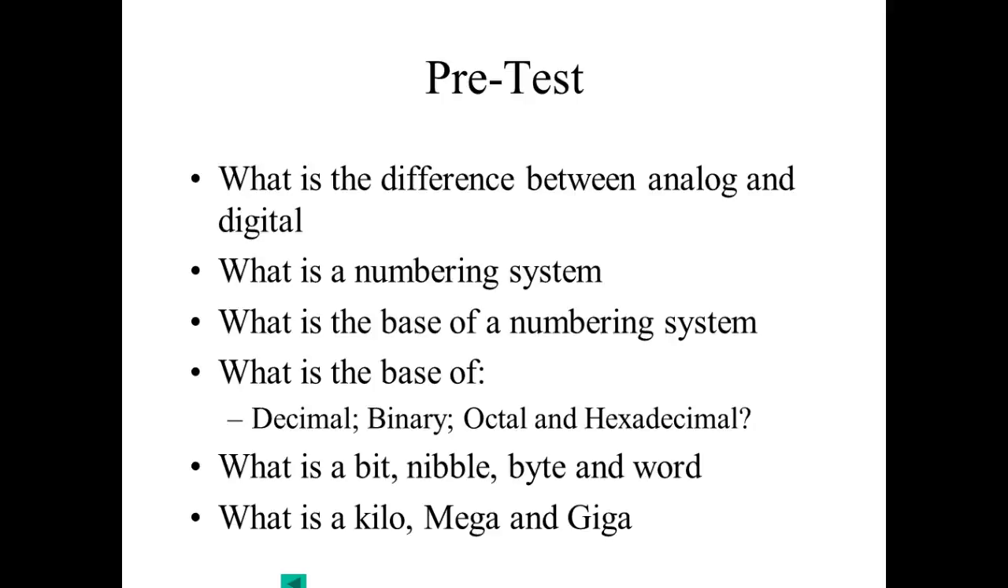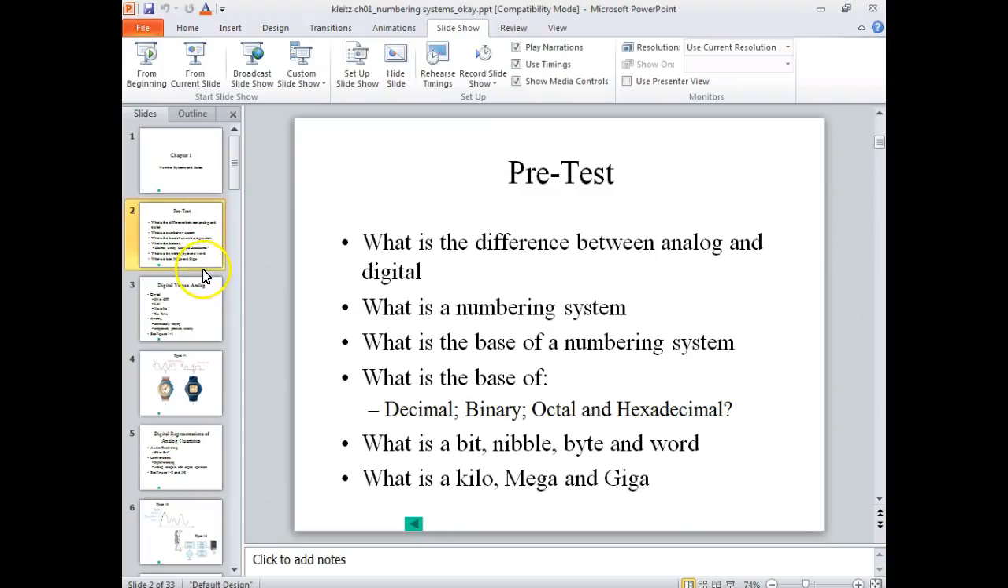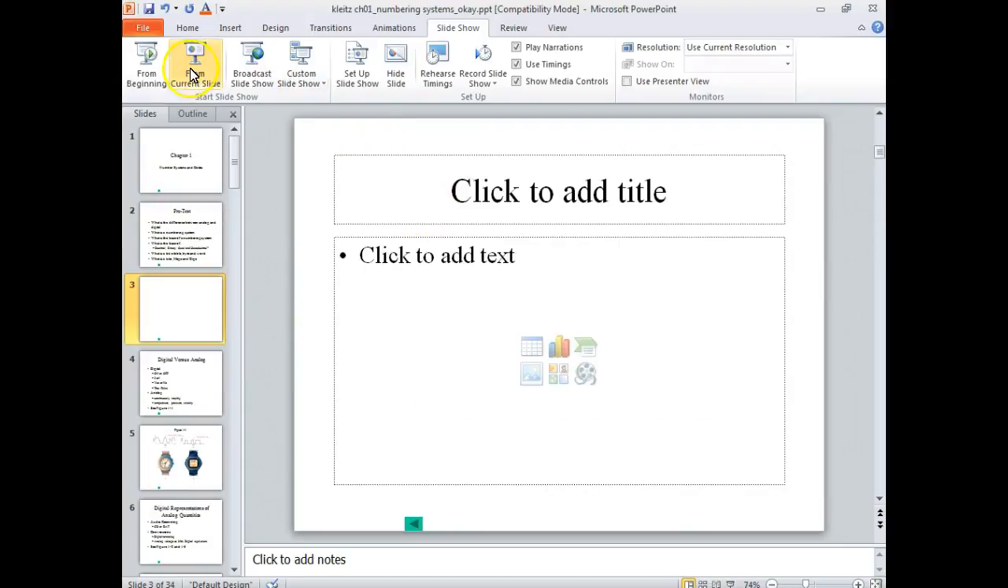So basically, digital is a base 2 numbering system. We'll look at that in just a second, and give you a reason why we learn all these different number systems, even though digital is basically a binary system.